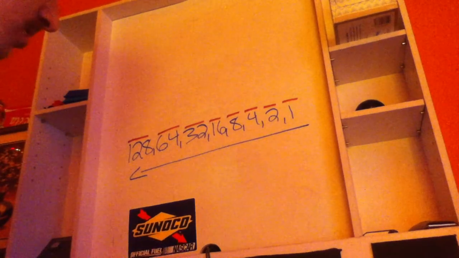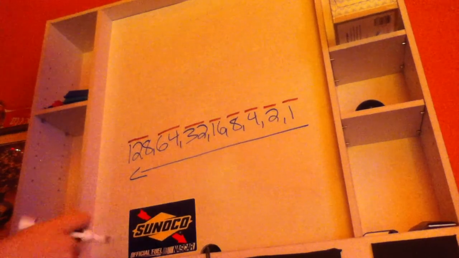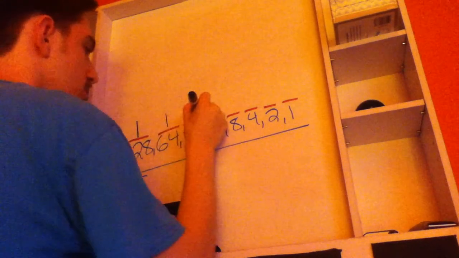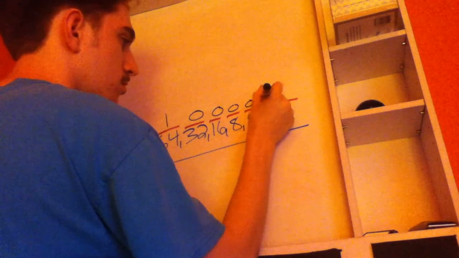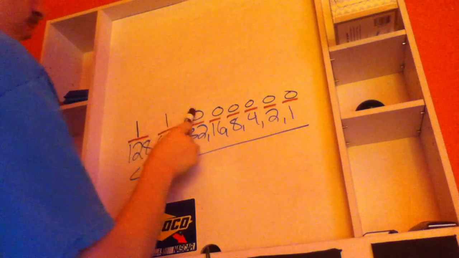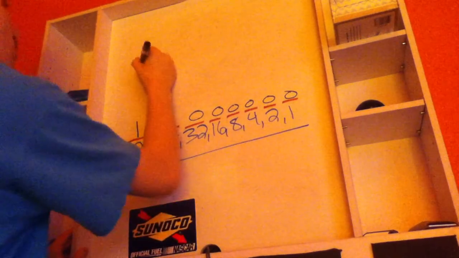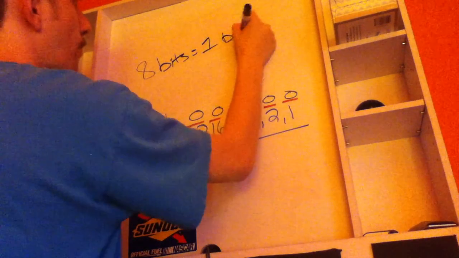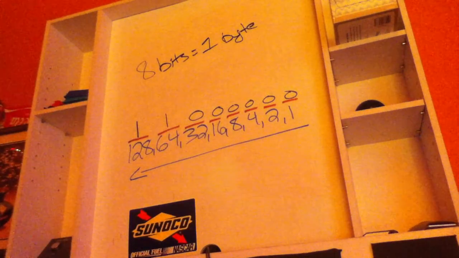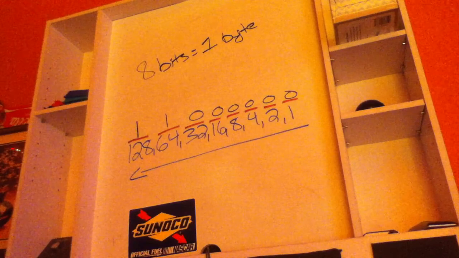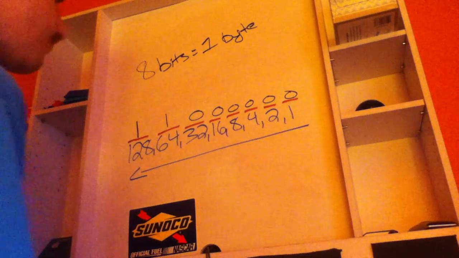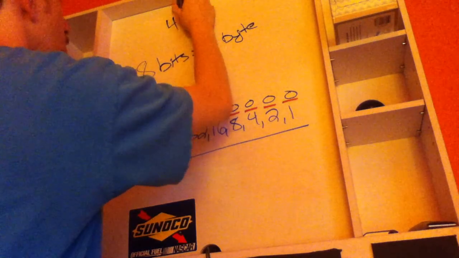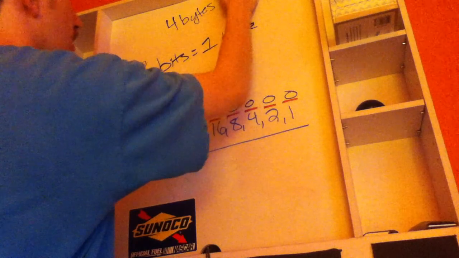Okay, so let's not make this too confusing. So, let me make 1, 0, 0, 0, 0, 0, 0, 0. It should be 1, 2, 3, 4, 5, 6, 7, 8. There we go. 8 bits. 1 byte. There we go. Good. So now, we all know that there are 4 bytes in an IP address.